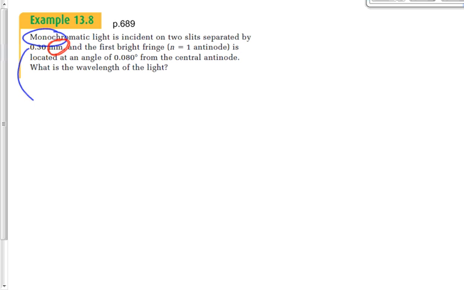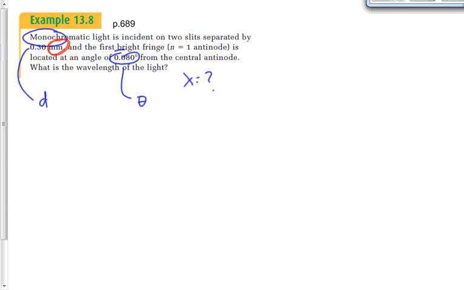I want to circle this, and call this little d, the distance between the slits. It says the angle from the central bright fringe to the first bright fringe is 0.08 degrees. That's going to be theta. It always has to be measured from the central to whatever. Here it's measured from the central to the first. We don't know the wavelength of light.